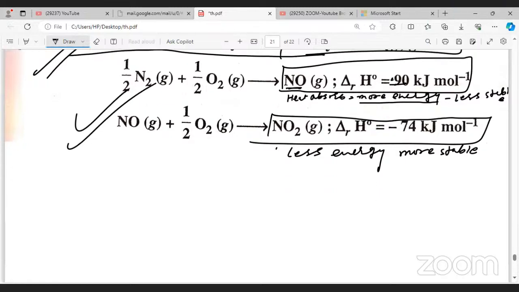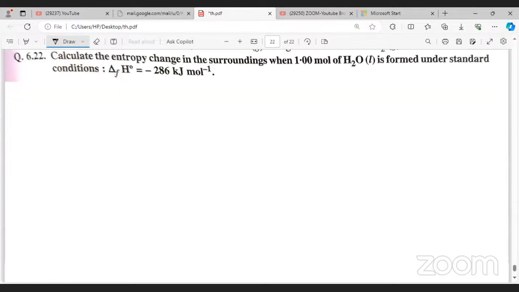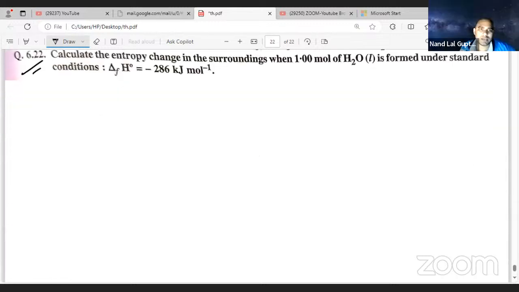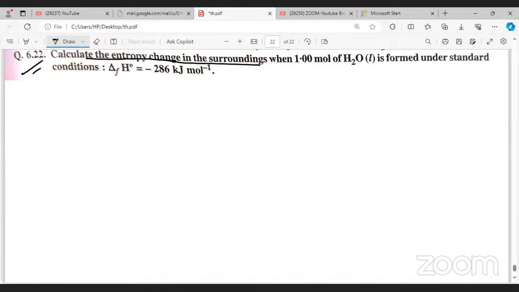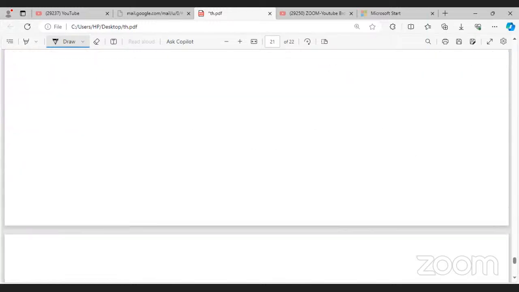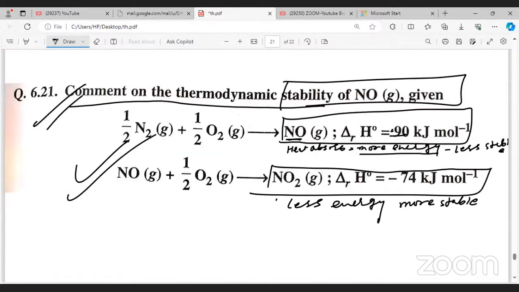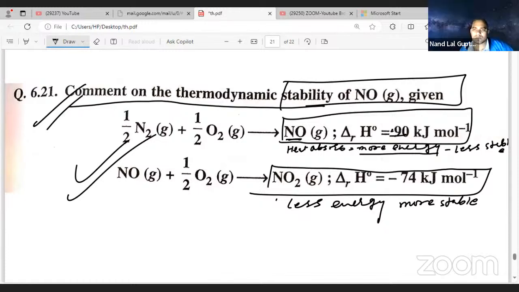Yes. The last question. Calculate the entropy change. Sir, what is the statement that I should write, that you can dictate to me? See, heat absorb, this one is positive only. Positive term means heat absorb.